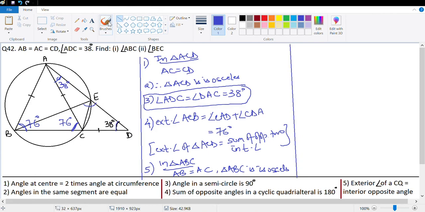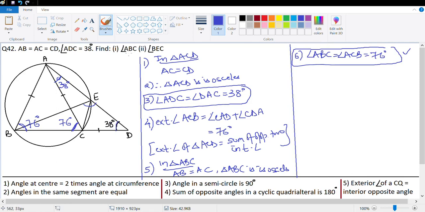Okay, which means angle ABC would be equal to angle ACB, equal to 76 degrees. So this angle is done. This is 76 degrees. I still need to calculate this angle.